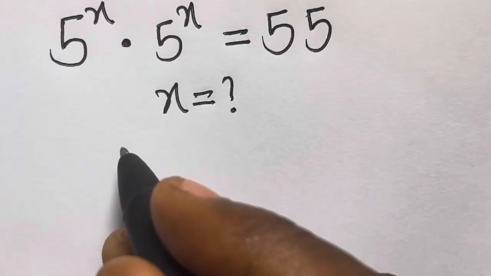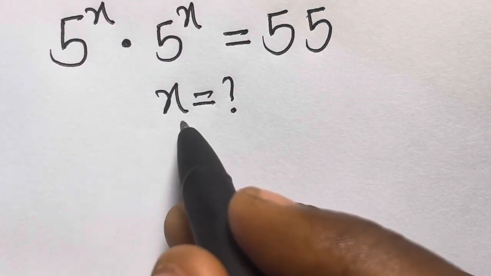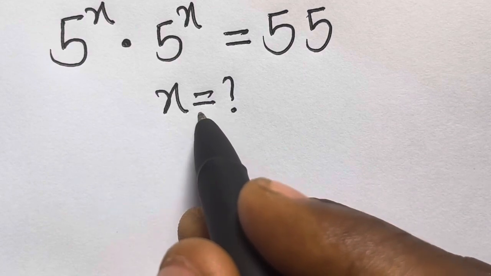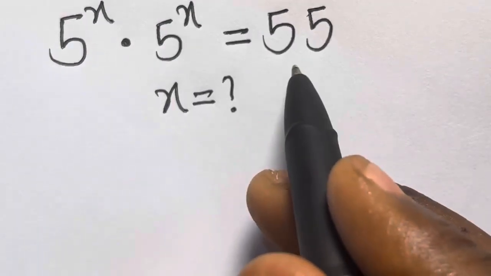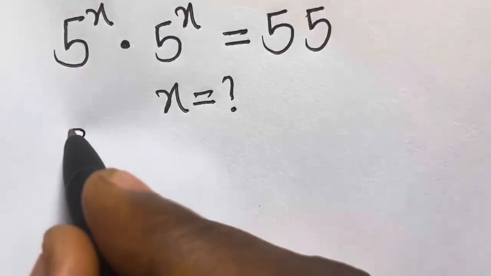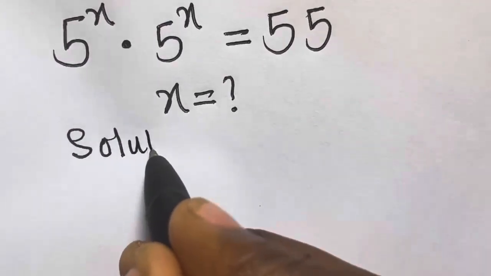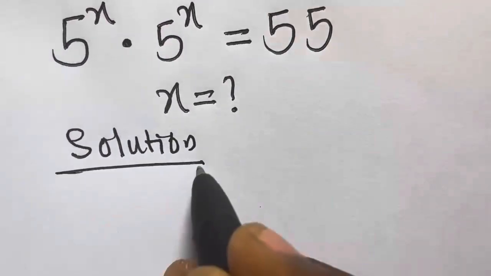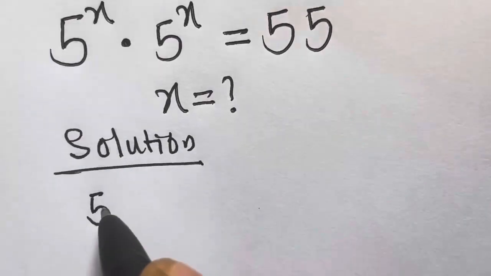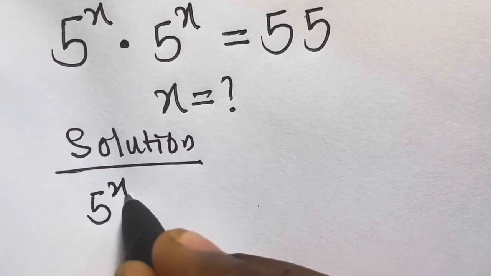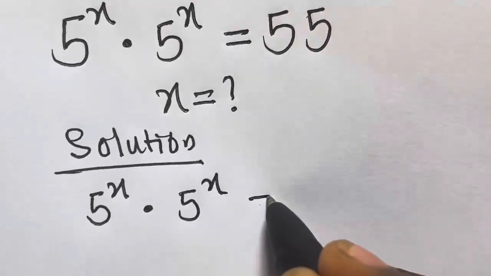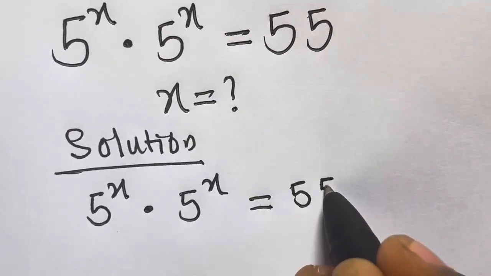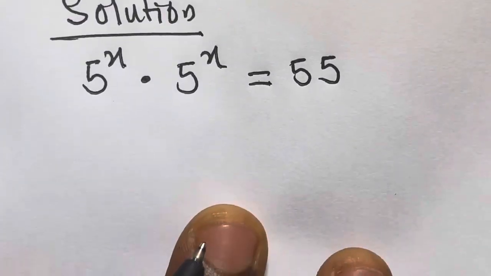Hi, welcome to mathematics. In this video, we want to solve for x in 5 raised to power x times 5 raised to power x equals 55. So let's say solution. We have 5 raised to power x times 5 raised to power x equals 55, right?